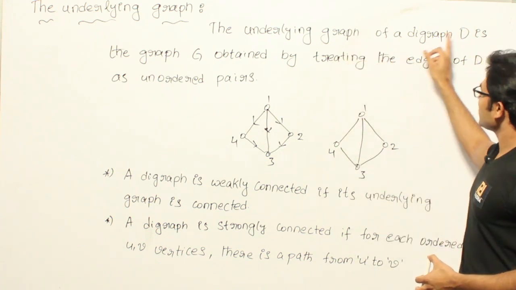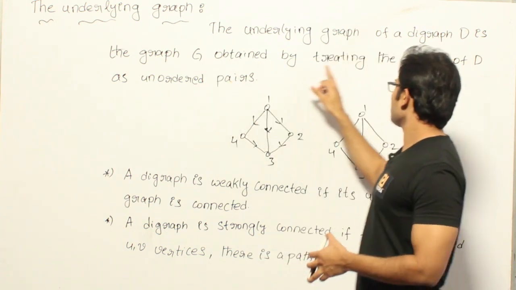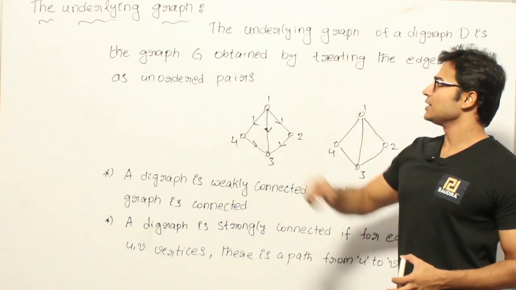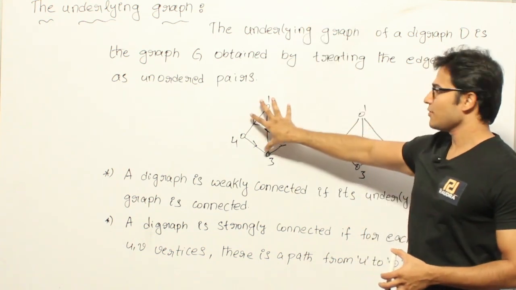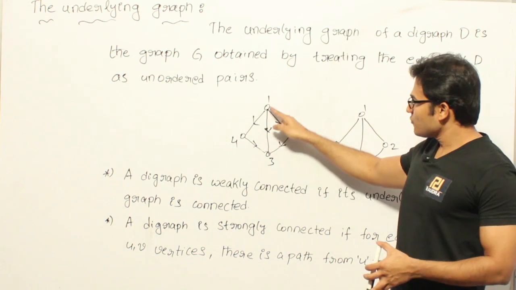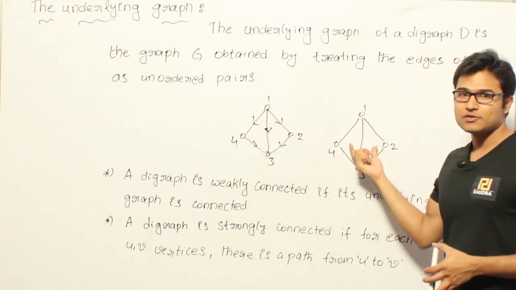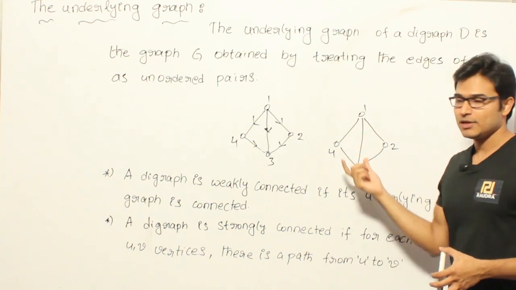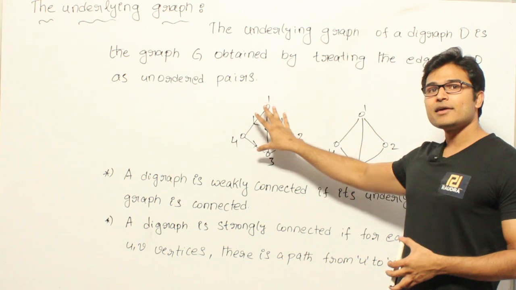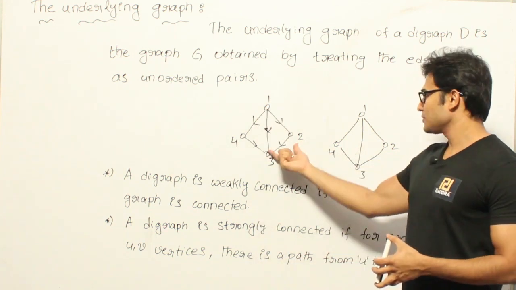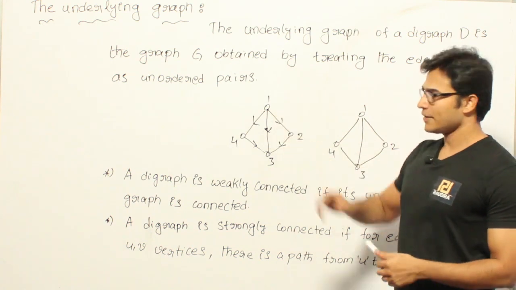The underlying graph of a digraph D is the graph capital G obtained by treating the edges of capital D as unordered pairs. So what it means is, if you have a digraph, now for every edge you just remove the directions. Now whatever you get, that is called the underlying graph, right? So why is it important? Even if the original digraph is not connected, sometimes this one will be connected, right? So first of all, let's talk about connectedness.